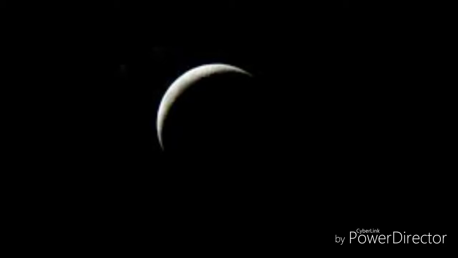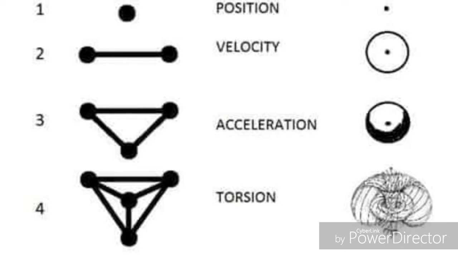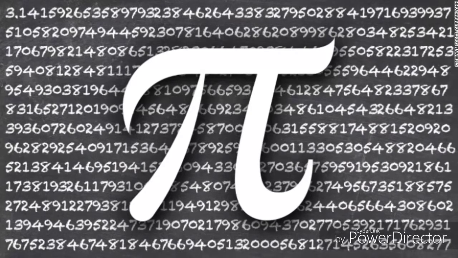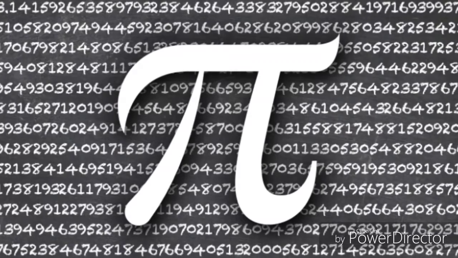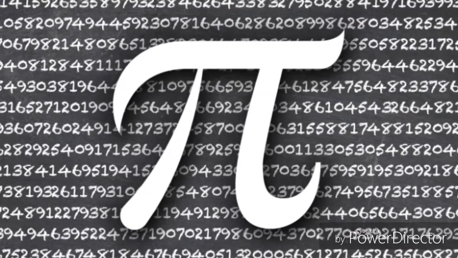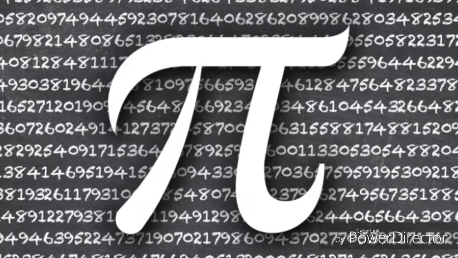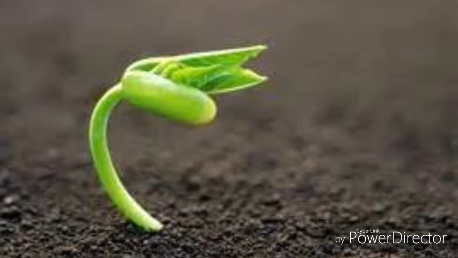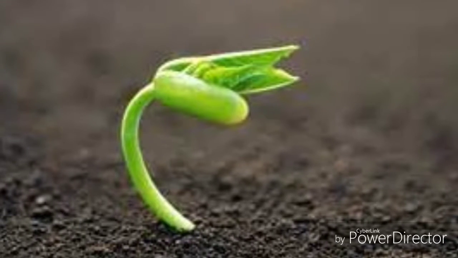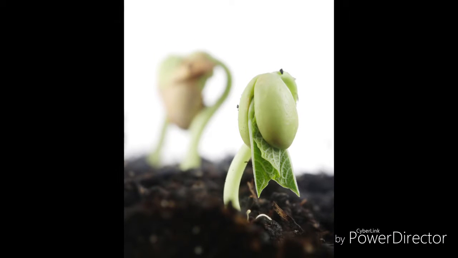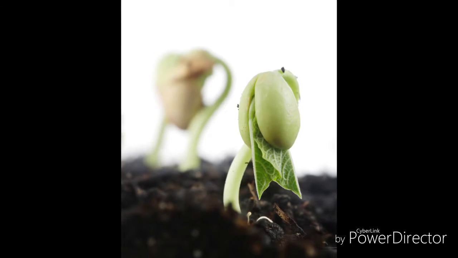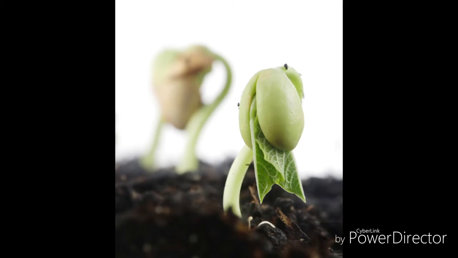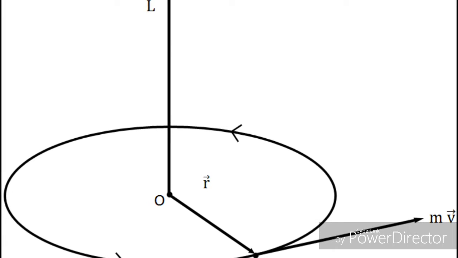It represents angular momentum. Angular momentum comes from pi. Angular momentum is what a seed uses to break open its seed shell and sprout. And if you've ever seen a seed sprout, you can see that the new sprout is kind of in a spiral form. That is from the angular momentum.